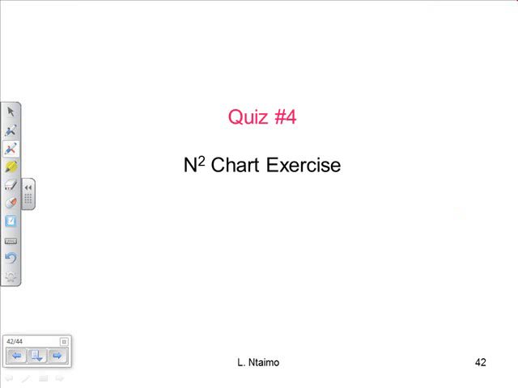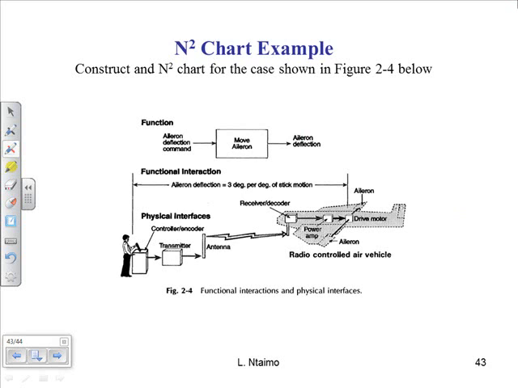Okay? So next, we're going to do an in-class exercise to give you an opportunity to create n-squared charts. This is going to be an individual exercise. Okay, so this won't be a team exercise. For the distance learning students, if you go in the lectures folder, there's a PDF which says quiz number 4, and that's what you need. For the in-class students, I'm going to pass this to you. That's what you're going to need to use.